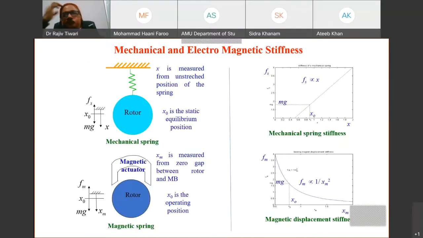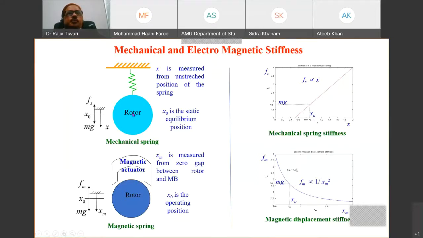Then coming to the mathematical modeling of such systems, especially we know that if a mass is suspended by a spring and if a damper is also there, if we disturb this rotor, what will happen? It will oscillate and then after some time it will come to its original position.